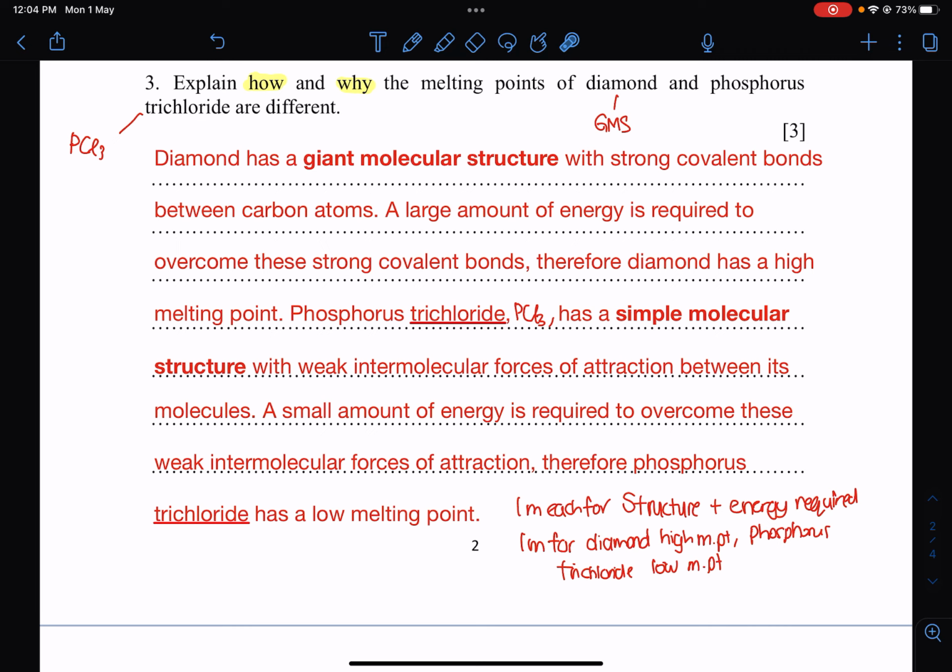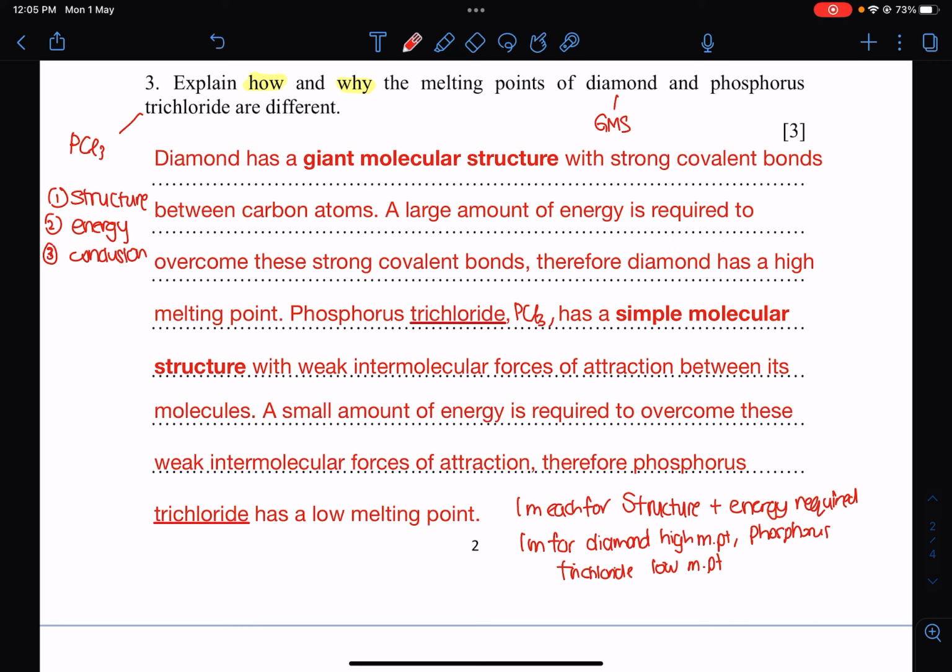Please answer the question part by part. That means focus on the diamond part, then you focus on phosphorus. Do not do comparison by comparison and give me many paragraphs. So in this case, you tell me diamond has a giant molecular structure, and you need to explain what this structure consists of. In this case, you have strong covalent bonds between the carbon atoms. And you need to tell me the energy required. So remember, first one is always structure, and then from the structure you must lead to the energy. And third one is conclusion.